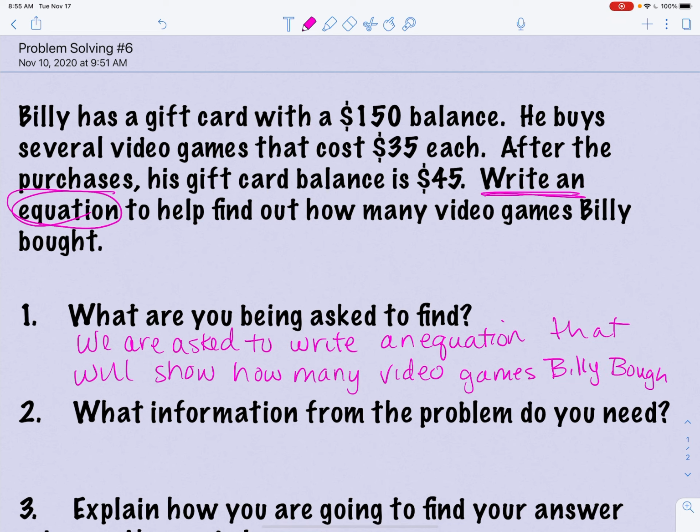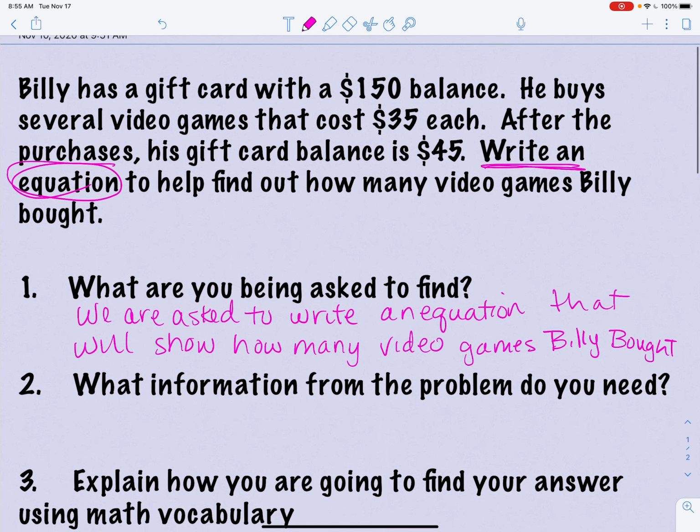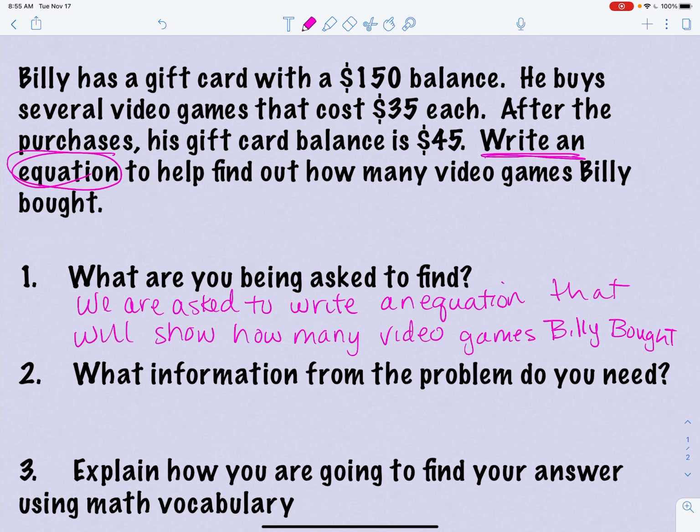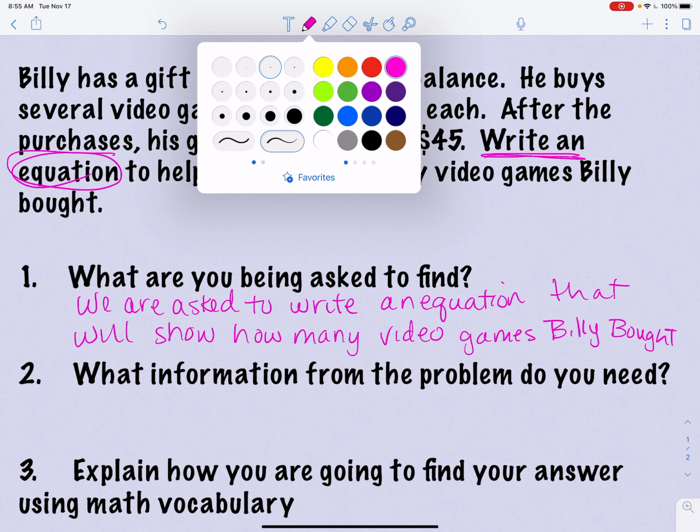I know that's a lot of writing, but we need to know the significance of the fact that it's not really asking how many video games he bought. It's asking for an equation. So the fact that some of you could probably figure this out but not know what the equation is, I'm going to attempt to show you some different ways to figure that out.